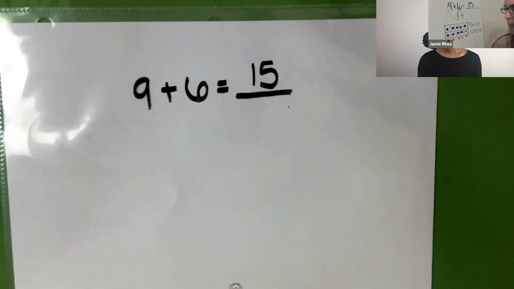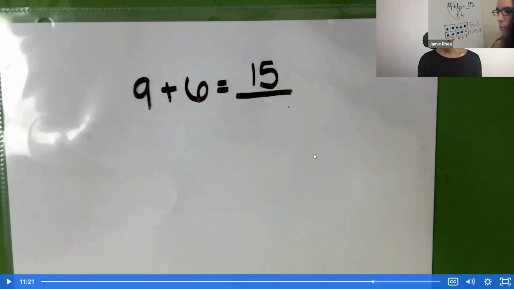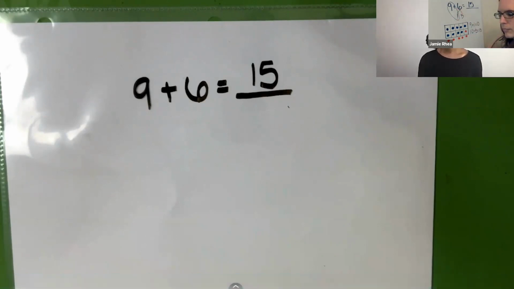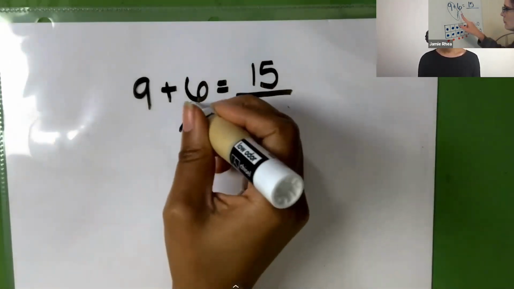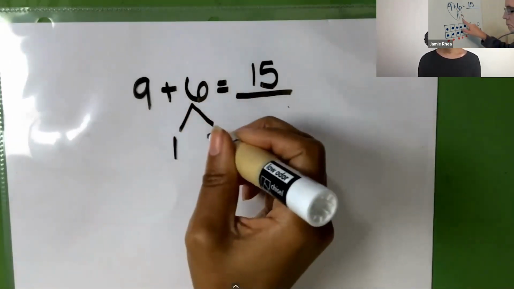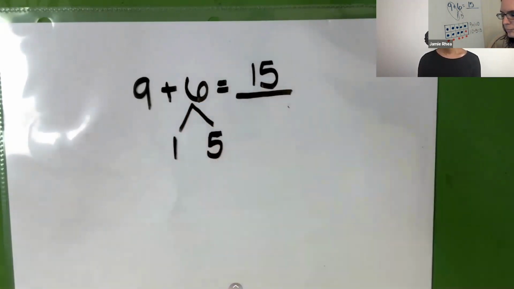Now let's see if Miss Duckett did it the same way we did. When you look at the number 9, how many extra ones do we need in order to get to 10? We determined we only needed 1 more. That's right. We need 1 extra one to make 10. Let's break apart 6 into 1 and 5. Now we can make 10.